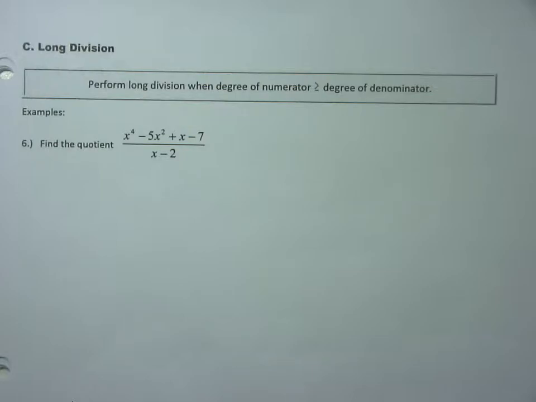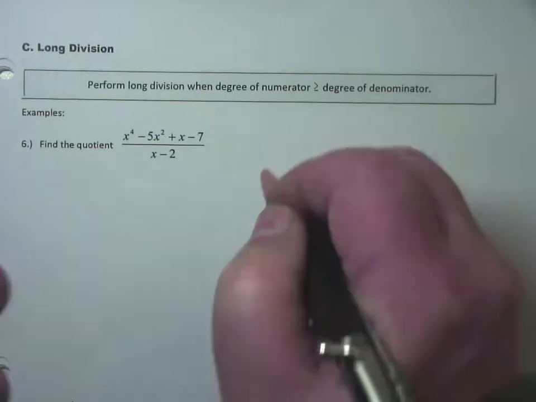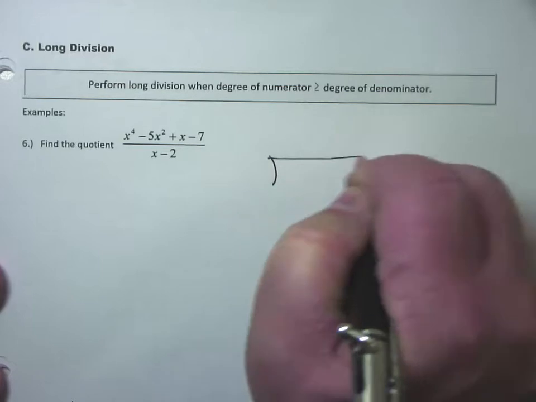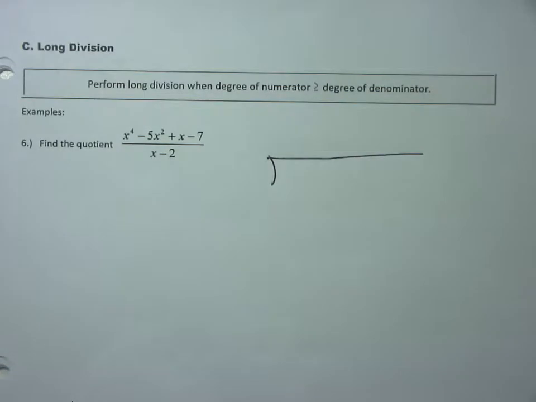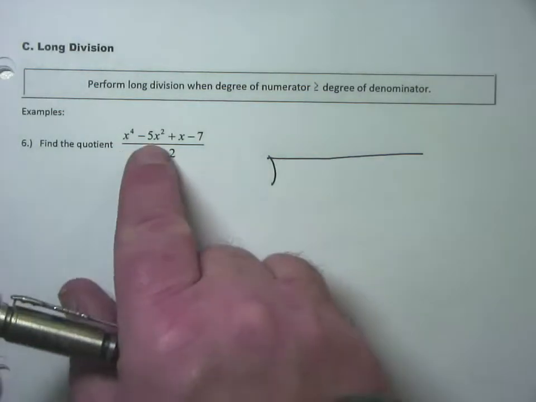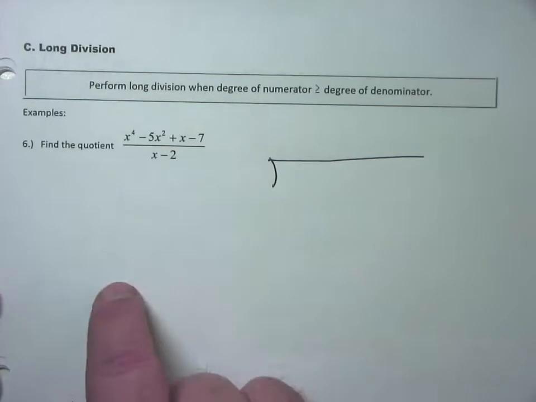You've got to do something you did back in the 10th, 11th grade, long division. You're going to have to divide this guy out. And remember about long division with polynomials: if there is a term missing, you got to put a 0 in for it to make sure all this stuff lines up. Otherwise, you screw the problem up for sure. So, in this problem, this is x to the fourth minus 5x squared plus x minus 7 divided by x minus 2.